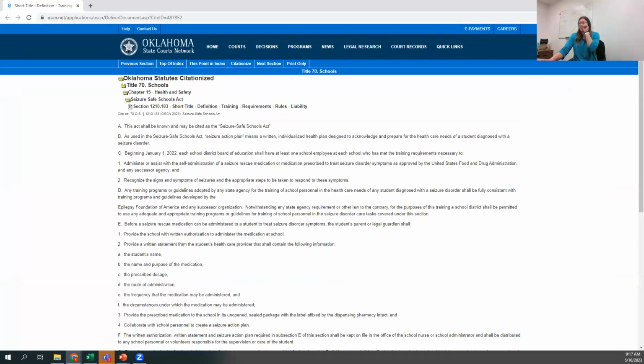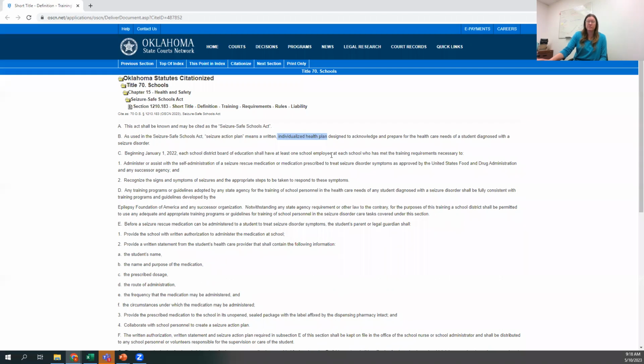So if we're looking at this Seizure Act, which also talks about training, that one person per building does have to be trained. That act began January 1st of 2022. It also states in here that every student with seizures is supposed to have an individualized health plan. This is becoming more and more common in state laws as we're passing more things. So right now in Oklahoma, if you have a student with seizures, they better have an individualized health plan, because it is required by law.